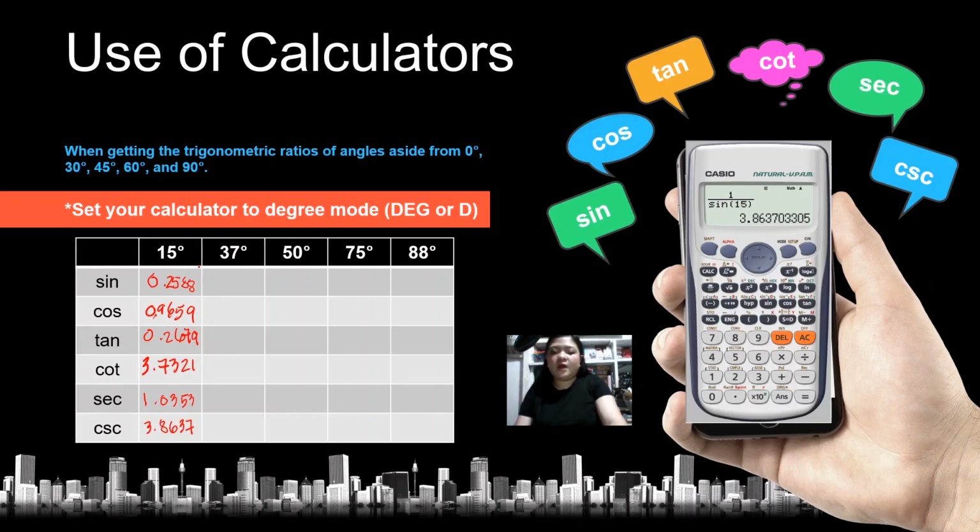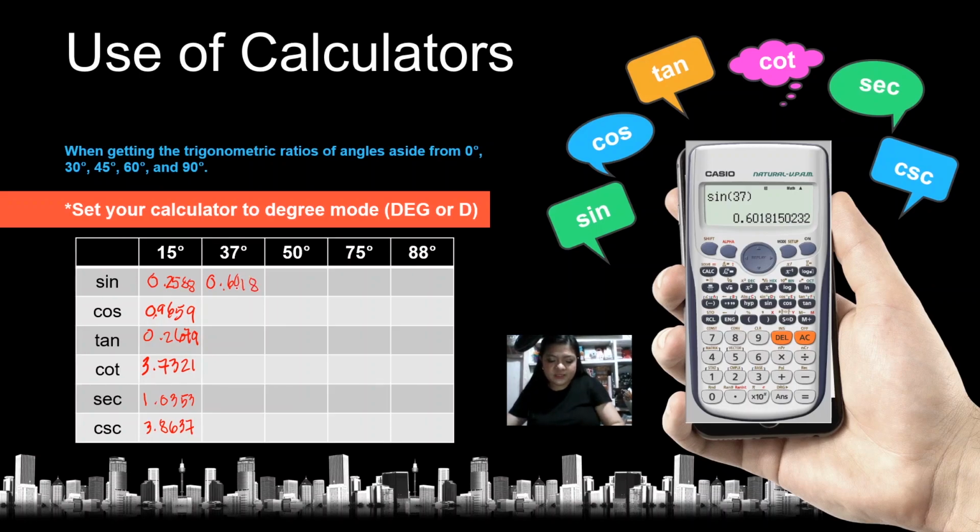Okay, so using our calculator, we can also get the 6 trigonometric ratios of 37 degrees, 50 degrees, 75 degrees, and 88 degrees. So we're going to solve for 37 degrees. The 6 trigonometric ratios of 37 degrees using our calculator. Then you can do the rest using your calculator. So sine 37 degrees will simply be entered as sine 37. Again, make sure that your calculator is set in degree mode. Okay, so that will be 0.6018. So sine 37 degrees is 0.6018.